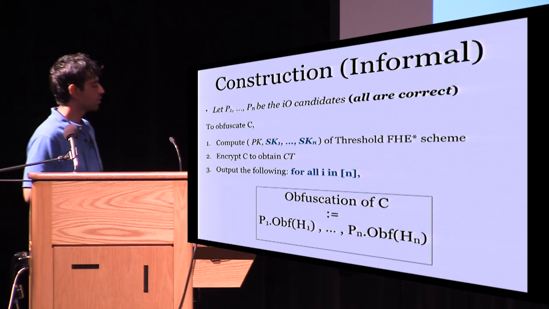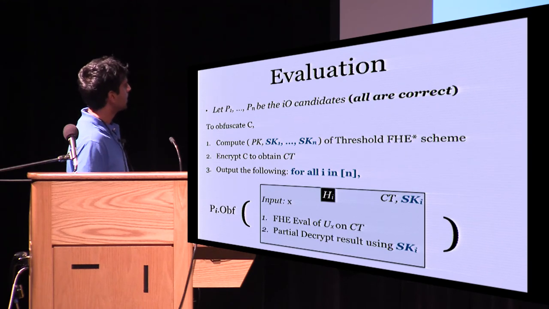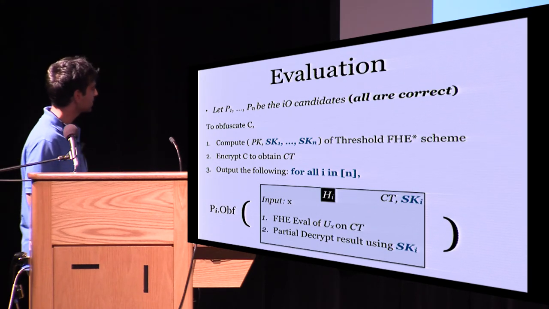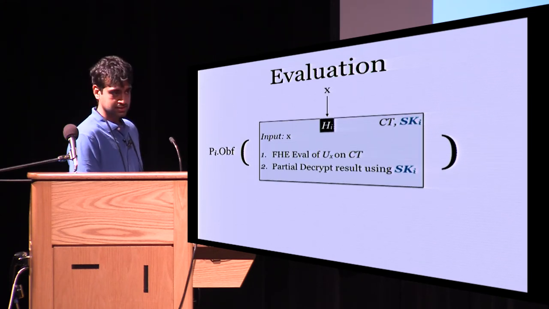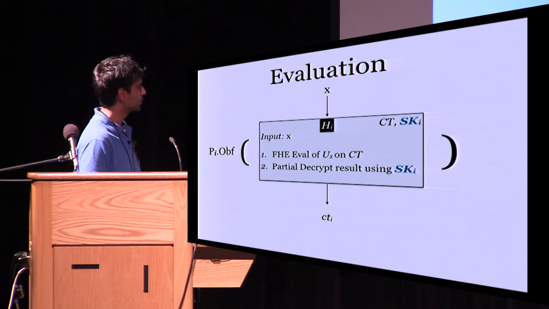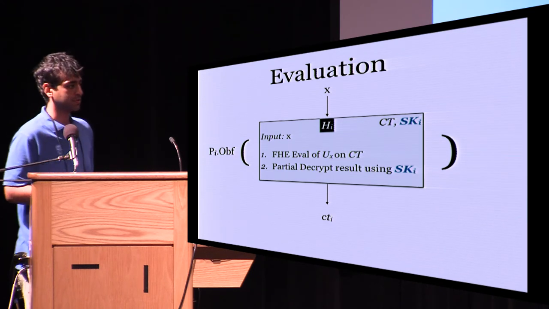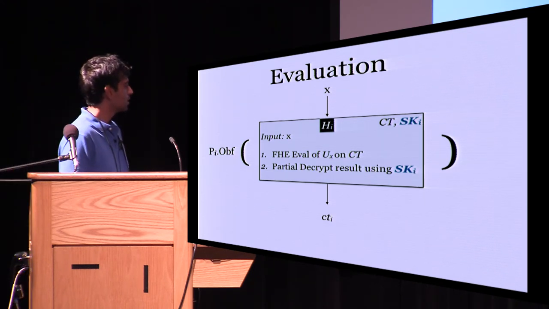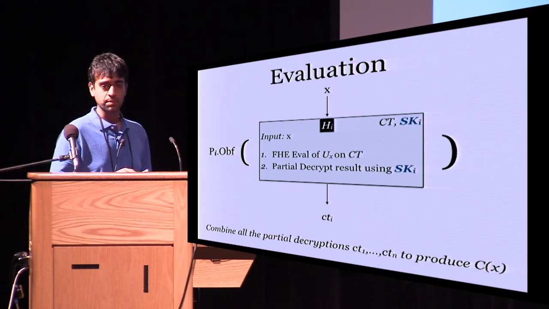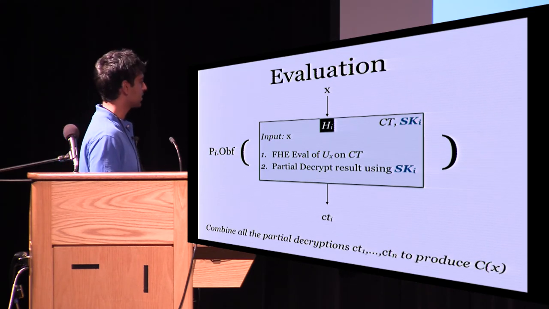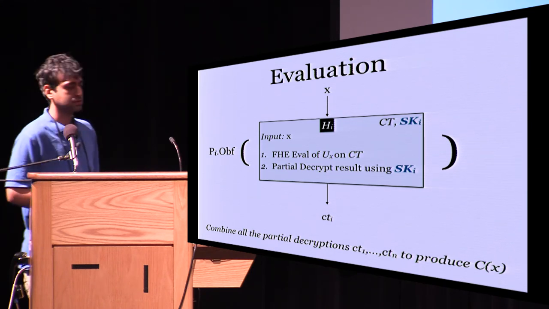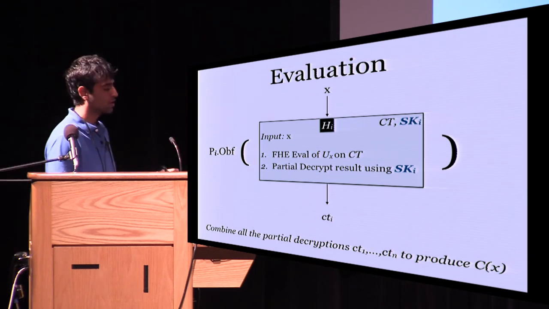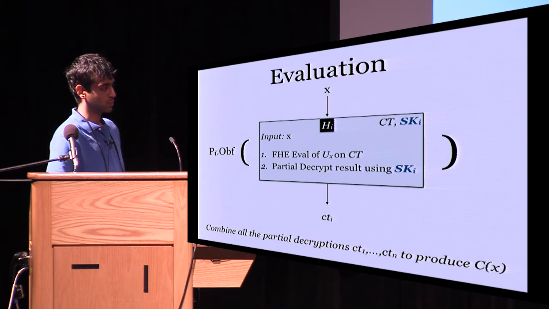So the question is, how do you evaluate? You have this obfuscated circuit. For every I, you're going to feed in X, and you're going to get CTI as the output of the circuit. Then you're going to combine all the partially decrypted values CT1 to CTN to produce C of X. So this is how the evaluation works.